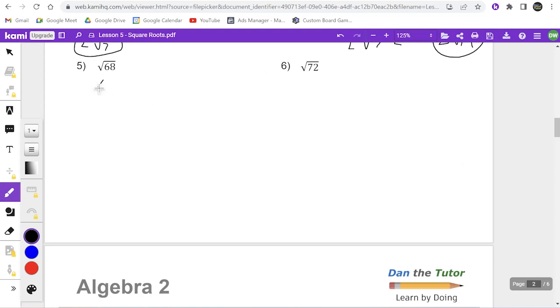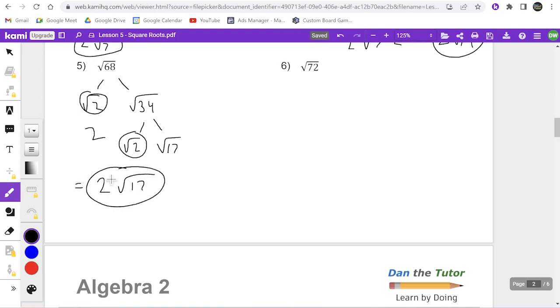So 68 is going to be broken down into root 2, and 68 divided by 2 is 34. 34 can further be broken down to root 2 and root 17. Looks like I got a pair of 2s here, which will break out. And so the final answer is 2 root 17. Any questions there?